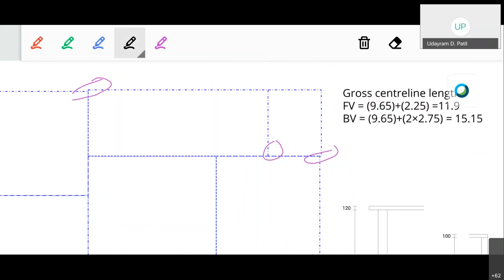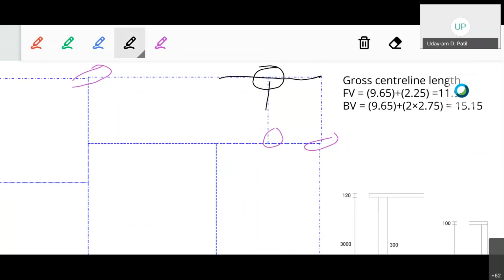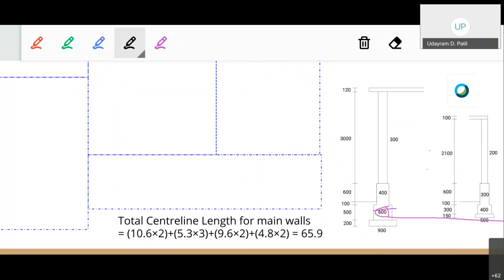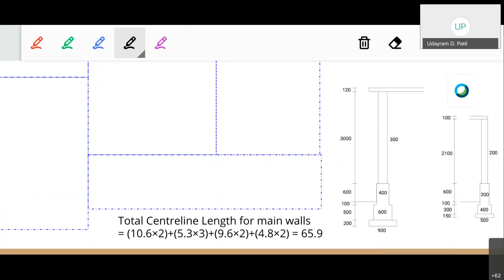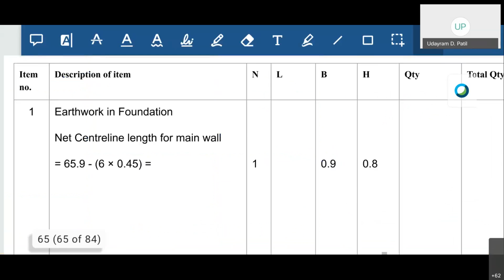Okay, whereas for this particular fourth junction, both of the walls will be of 0.2 meter. Therefore for this particular junction we are going to deduct half of the PCC quantity, that is 500 mm. अरे इथं सुद्धा तुझं PCC असेल, for both of the walls are of the same size. Therefore for this particular junction we are going to deduct the half width of the particular item of the work.